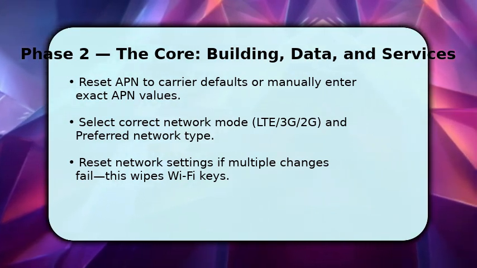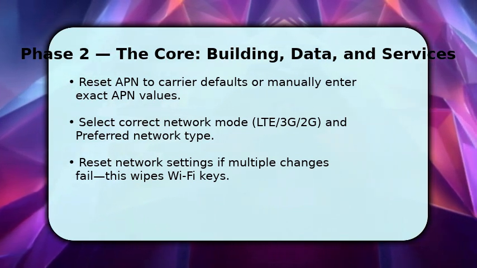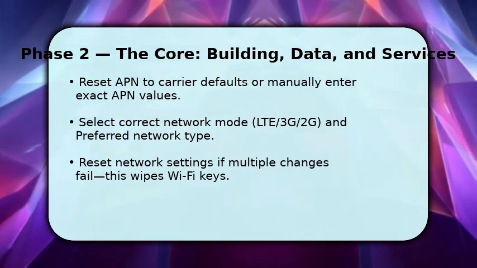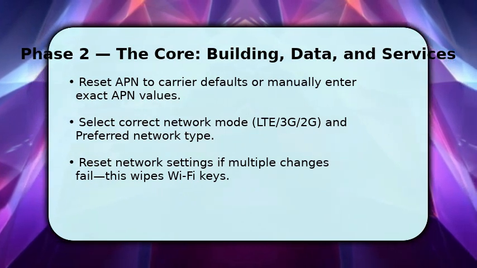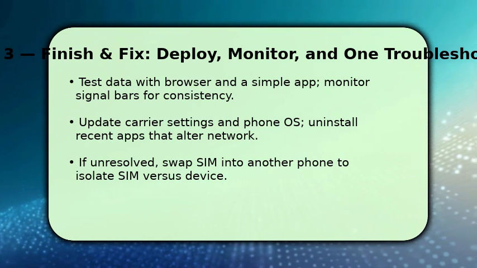If changes still fail, reset network settings. This clears saved Wi-Fi and Bluetooth, but often resolves deeper config conflicts. Proceed step by step. Finish by testing. Open a browser and a lightweight app to confirm packets flow.